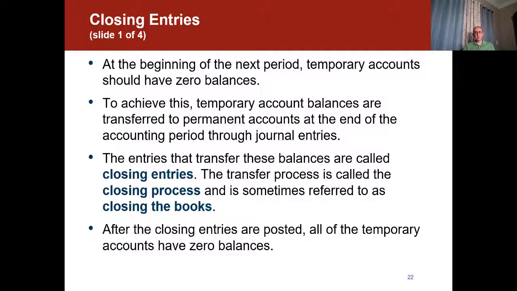So to achieve this, temporary account balances are transferred to permanent accounts at the end of the accounting period through journal entries. The entries that transfer these balances, we call them closing entries. The transfer process is called the closing process, and it's sometimes referred to as closing the books. And I'm sure you heard about accountants getting busy towards the end of the accounting season, and it's called that because they're closing the books. So after closing entries are posted, all the temporary accounts have zero balances. And these include, again, revenues, expenses, and dividends.